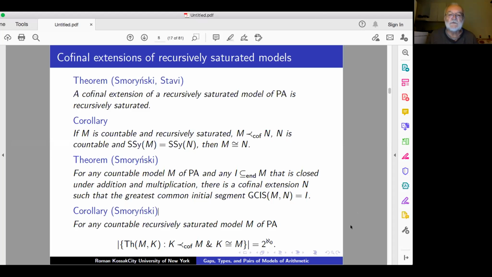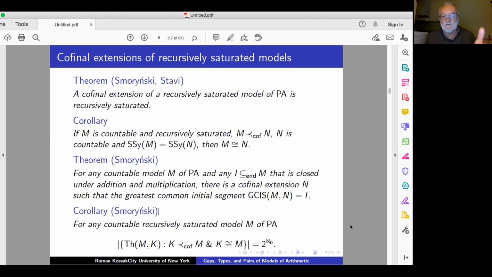It says something now about first order theories of pairs. You're in a countable recursively saturated model of PA, and you're looking at the set of all theories of those pairs (M, K), where K is a cofinal submodel. In addition, you can require that K is actually isomorphic to M. So you have this collection of elementary submodels, they're all recursively saturated, isomorphic to M. And how many theories can you have?